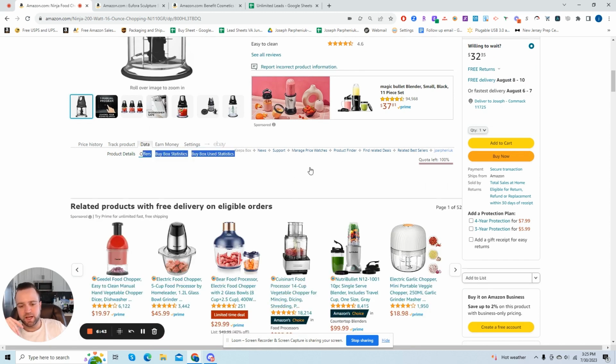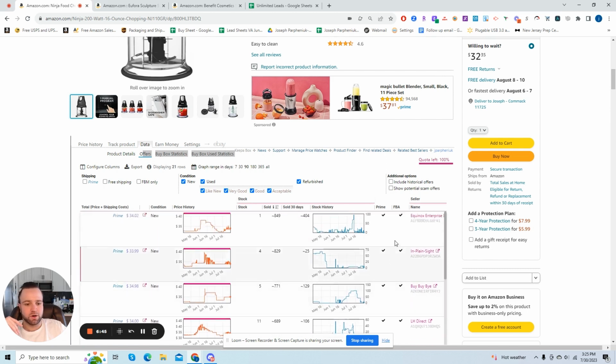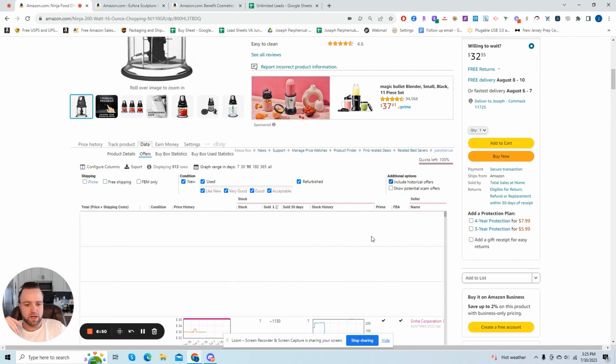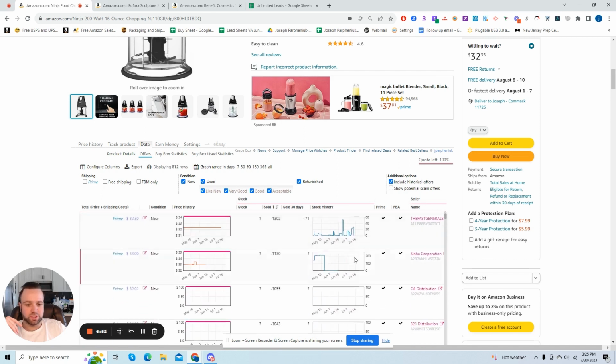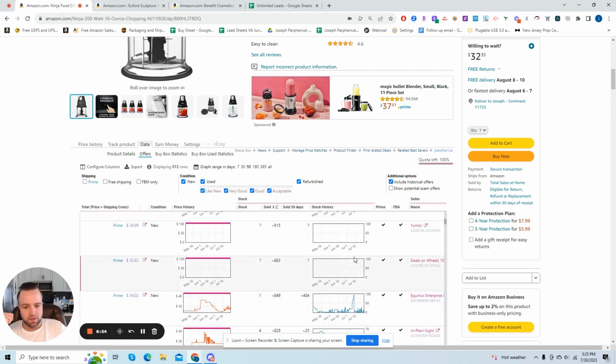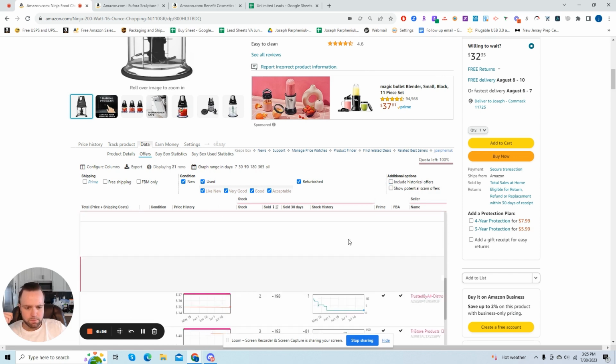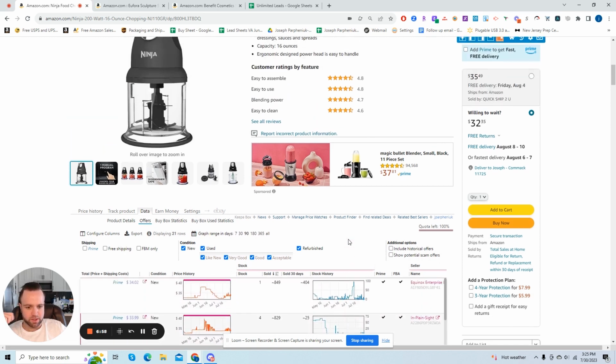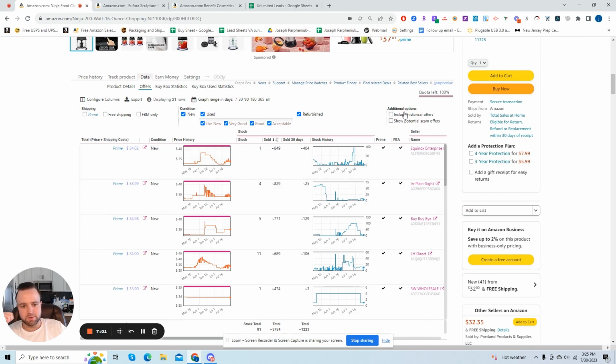So here's the offers tab. This gives you an idea if sellers are buying it over and over again. So a little trick here is you can include historical offers, and that will show the sellers that have been on the listing in the past. But yeah, for this purpose, we'll just look because there's tons of sellers on it. But that's a little trick there. Historical offers will show you all the sellers.